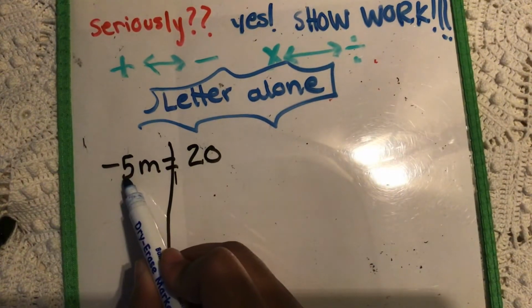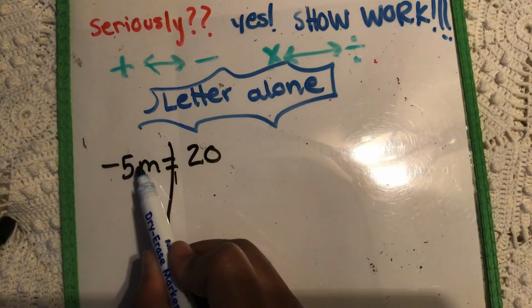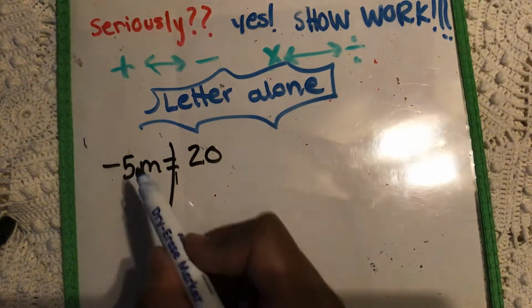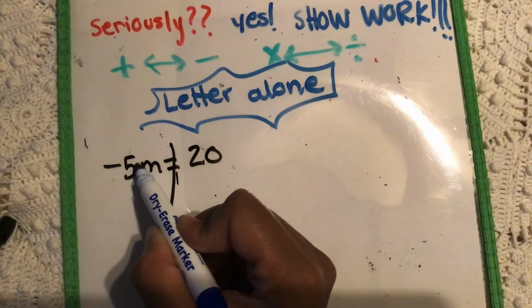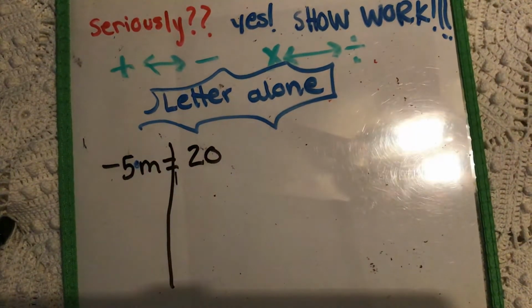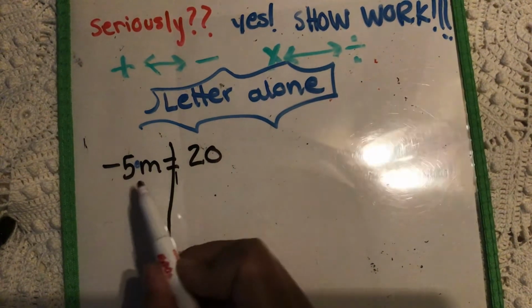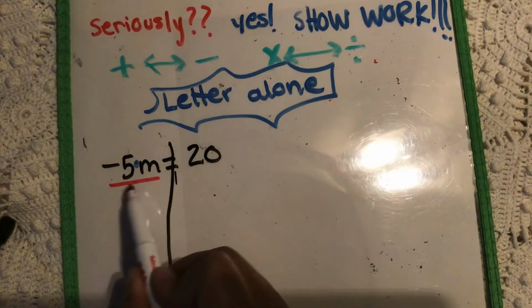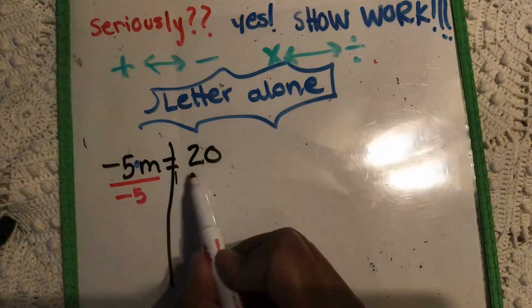So how is this negative 5 attached to this m? There's nothing in between there. It's not a minus 5. There's an imaginary times symbol there. It's a times negative 5. So I have to do the opposite of a times negative 5. The opposite of a times negative 5 is a divide negative 5.